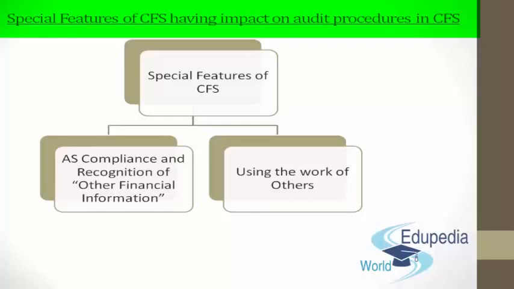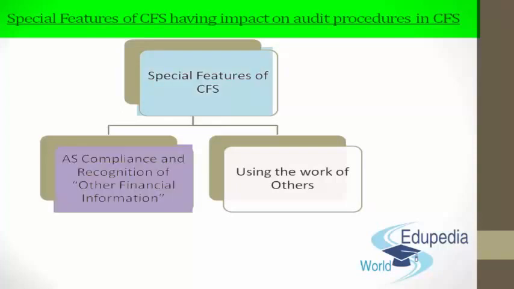So what are the special features of CFS which have an impact on the audit procedures in CFS? The special features of consolidated financial statements. Number 1, the AS compliance and recognition of other financial information. So guys, the consolidated financial statements are prepared on the basis of separate financial statements of the parent and its subsidiaries, associates and joint ventures under the consolidation procedure prescribed by AS 21, AS 23 and AS 27. We all are aware of that fact.